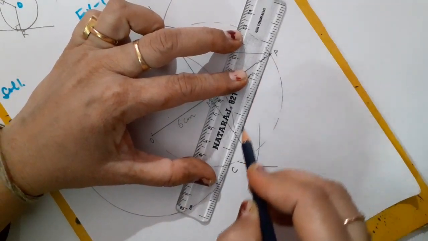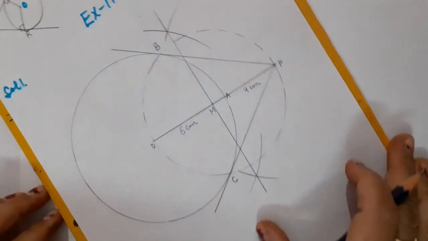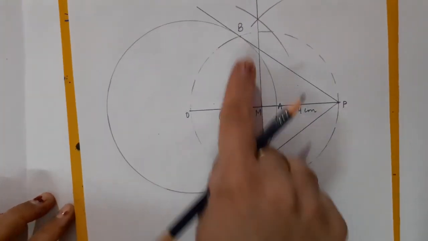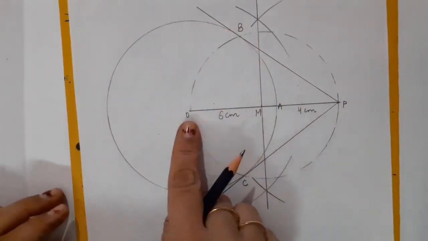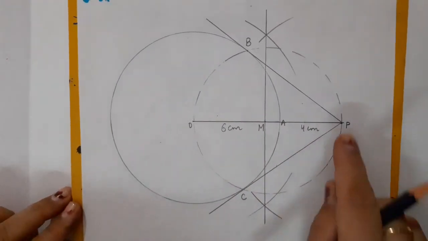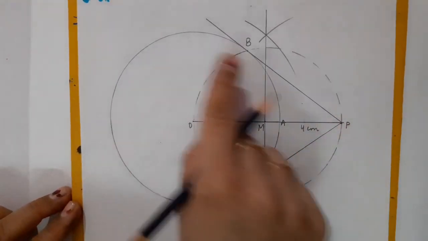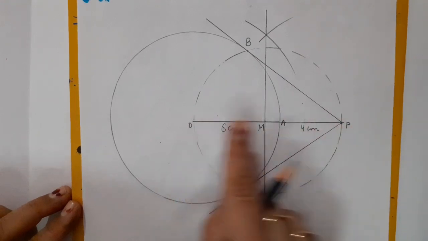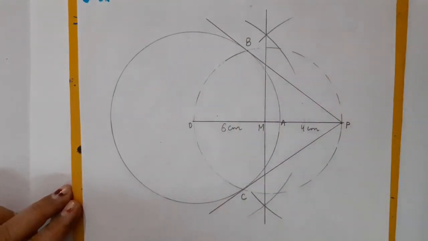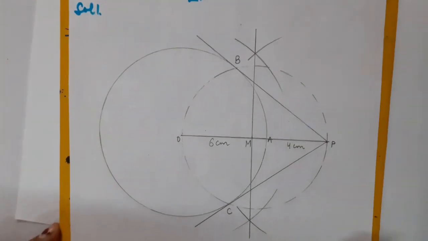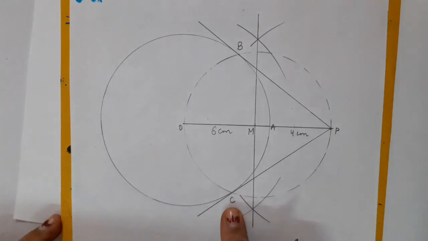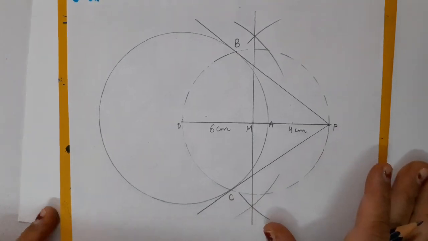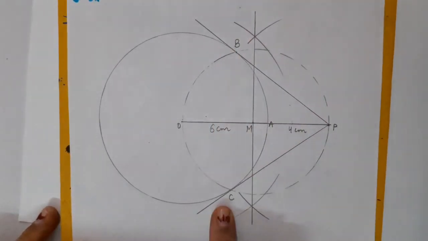This is PC. Correct? So you had been given this bigger circle of radius 6 cm and a point P which is external of this circle, and it is total 10 cm away from the center point. I have drawn two tangents. Now children, here you can see that point B as well as point C, they both are the point of contact for the tangent PB as well as PC.